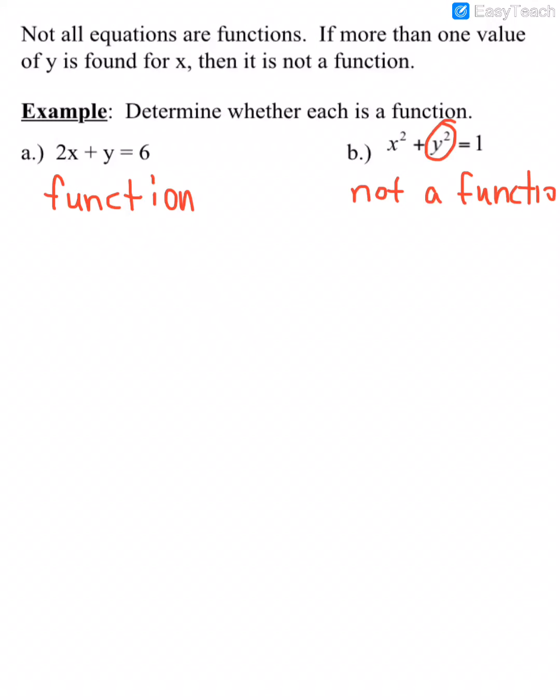Now, if we had y equals x squared, if we have more than one value of x for every y, that's okay. That would be a function. But if we had x equals y squared, that would not be a function because there's more than one y for every x value.